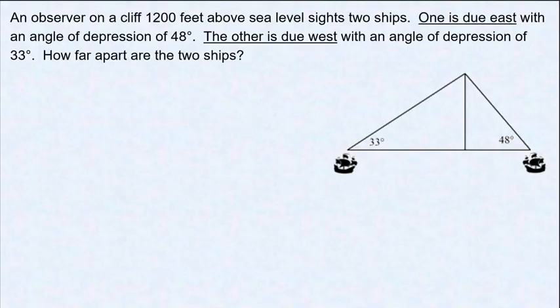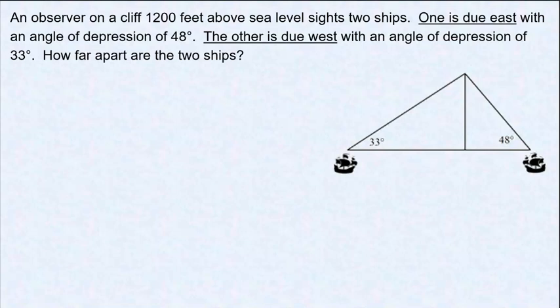So we're going to take a look at some pirate ships. Arr! An observation on a cliff 1,200 feet above sea level sights 2 ships. One is due east with an angle of depression of 48 degrees. The other is due west with an angle of depression of 33 degrees. How far apart are the 2 ships?